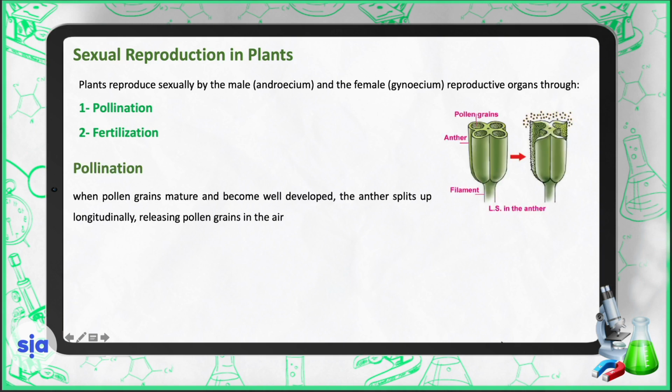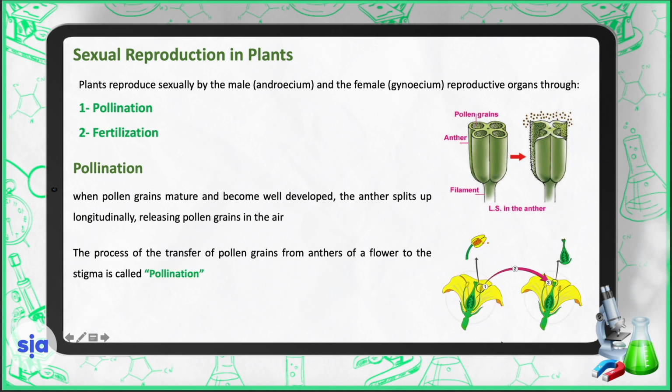Pollination is when pollen grains mature and become well developed. The anther splits up longitudinally, releasing pollen grains in the air. The process of the transfer of pollen grains from the anther of one flower to the stigma of another flower is called pollination.